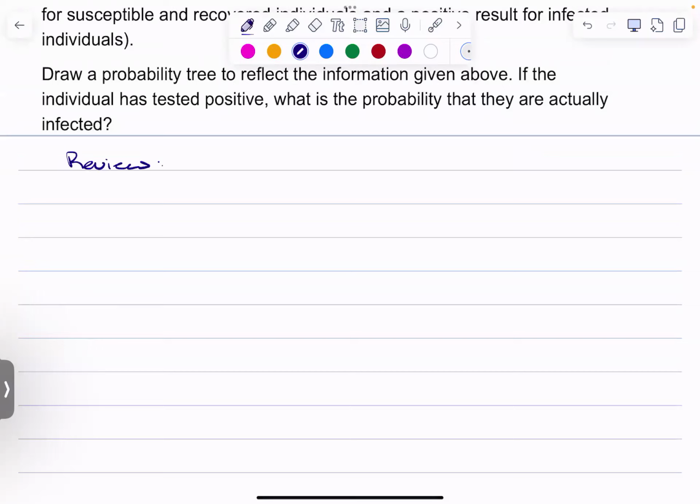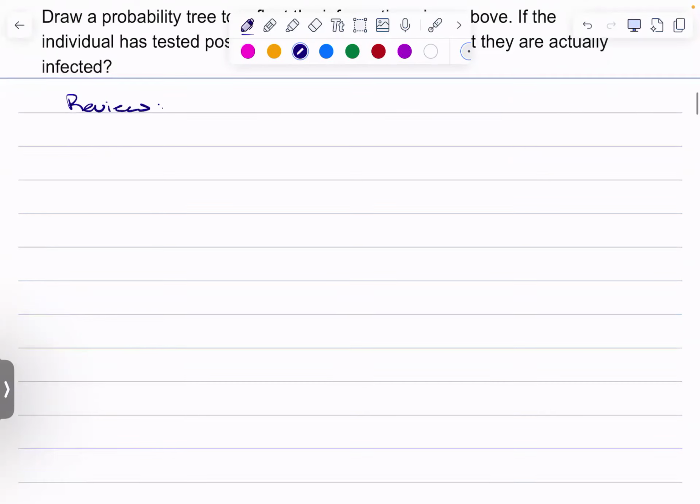A bit of review. What did we do last week? We did conditional probabilities, right? And so we introduced conditional probabilities, which means that the probability of something happening is affected by some other thing having happened or not happened before, right? And so that's what makes these probabilities conditional.